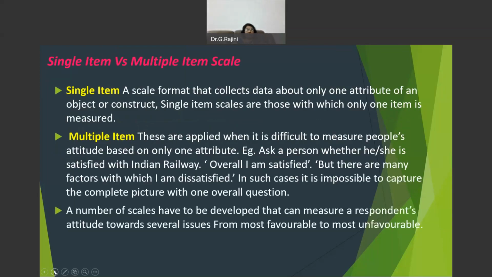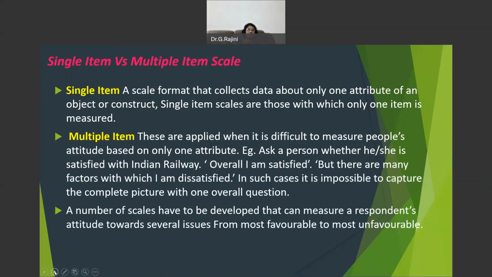Okay, then the other type of classifying the scale is single item versus multiple item scale. A single item scale is a scale format that collects data about only one attribute of an object or a construct, and which has got only one item which is measured, as I've already told you. Multiple item, the name itself implies they are applied.